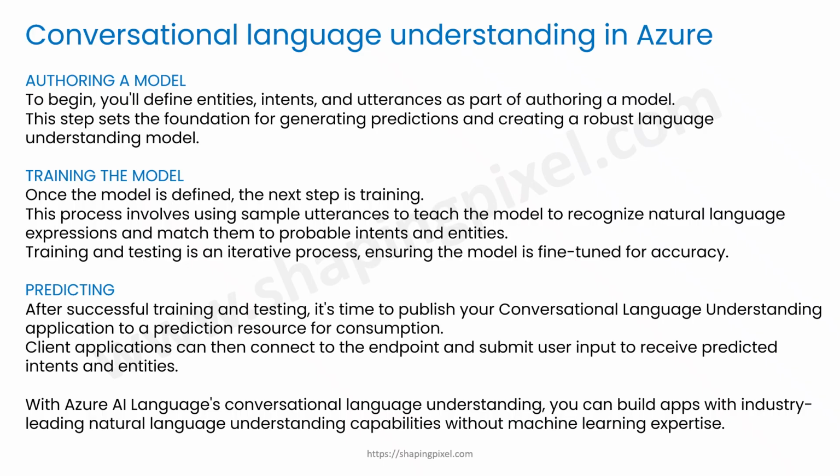Once the model is defined, the next step is training. This process involves using sample utterances to teach the model to recognize natural language expressions and match them to probable intents and entities. Training and testing is an interactive process, ensuring the model is fine-tuned for accuracy. After successful training and testing, it's time to publish your conversational language understanding application to a prediction resource for consumption. Client applications can then connect to the endpoint and submit user input to receive predicted intents and entities.